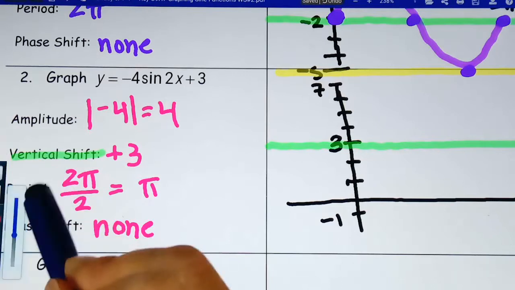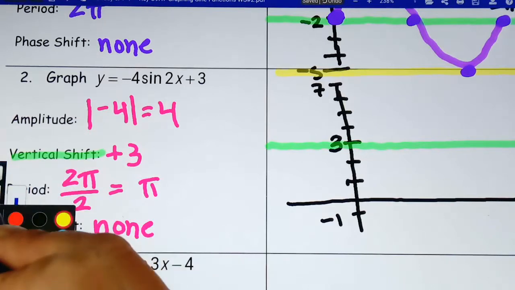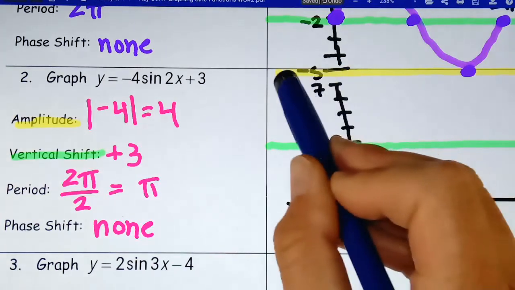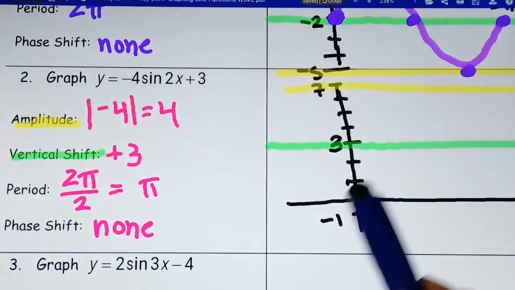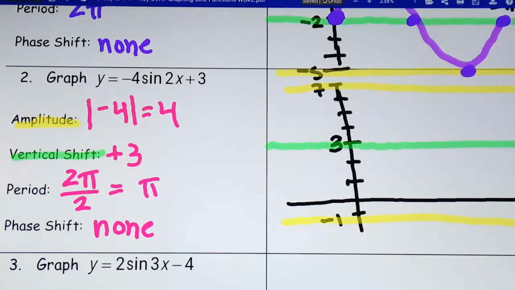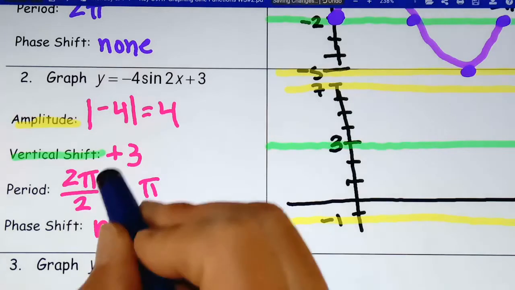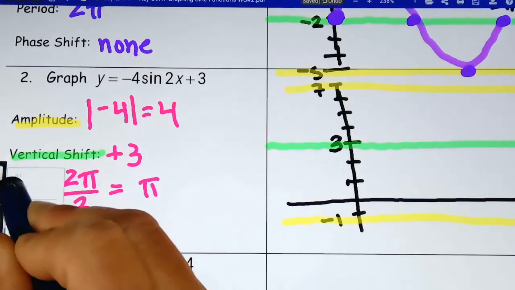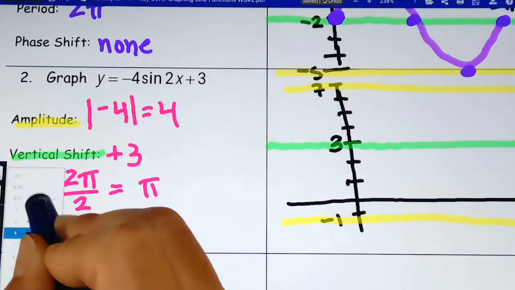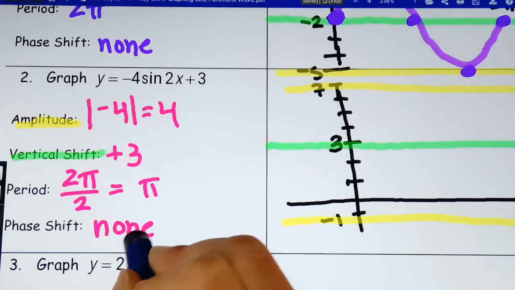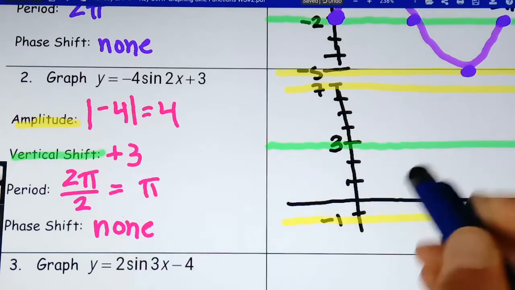My amplitude here is 4. So I'm going to go 1, 2, 3, 4 above. This is going to be my high. 1, 2, 3, 4 below. This is going to be my low. Okay. Now, again, I am going to be going from 0 to pi because I have no phase shift and my period is pi.